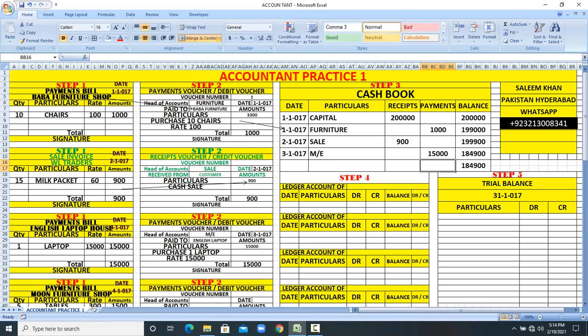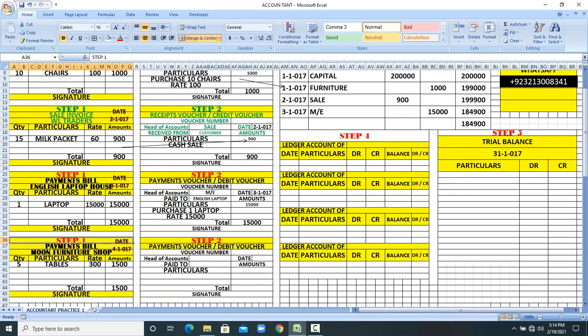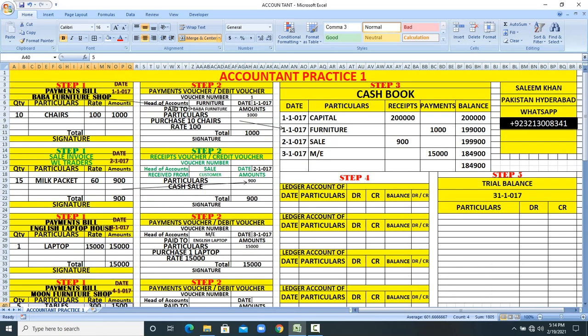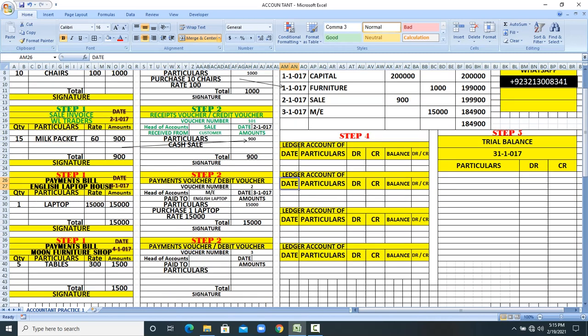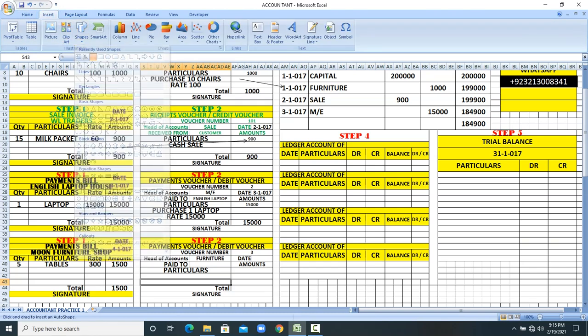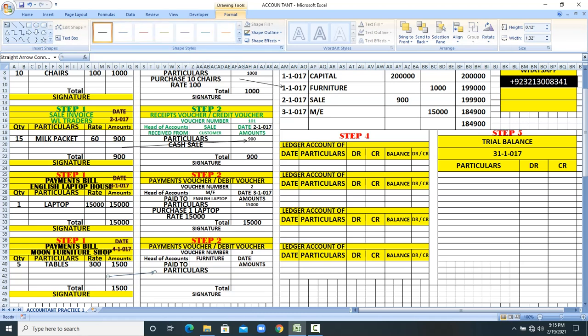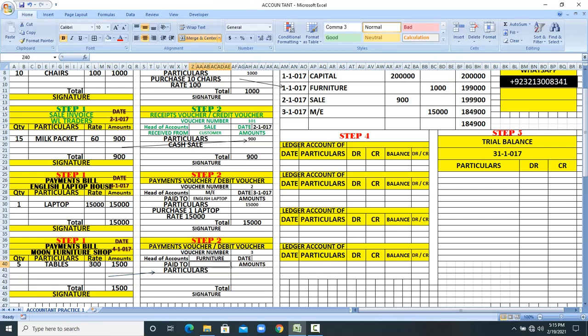Okay, dear student. Last voucher. You receive from Moon Furniture shop. You purchase 5 tables, rate 300. Now we make the voucher. Voucher number this first, second, third. Receipt voucher 101. Suppose third voucher, head of account furniture, paid to Moon Furniture.